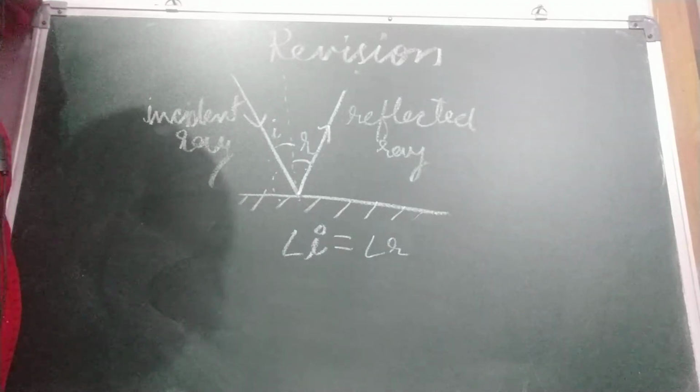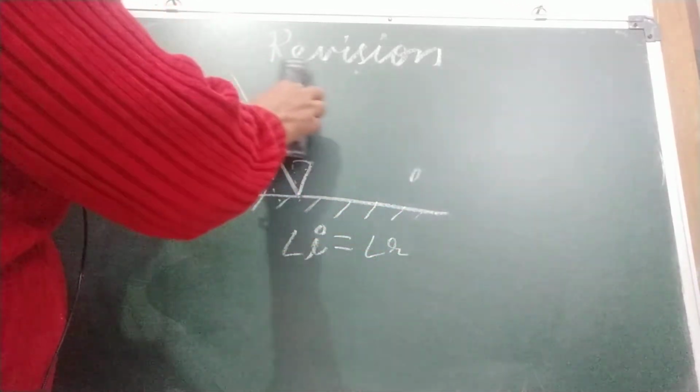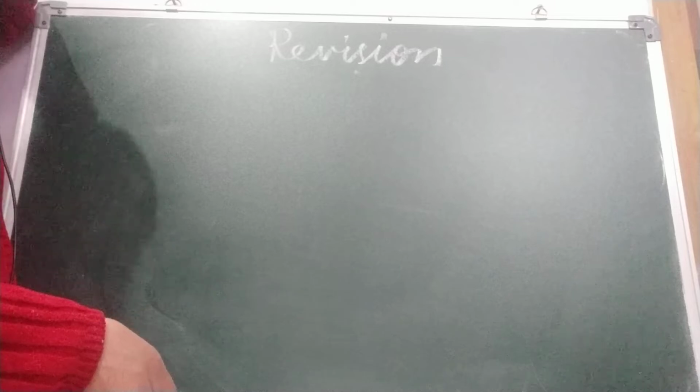Okay. Now we are coming to real images and virtual images. The images which we get on a screen, the images which form on a screen are called real images. Like you see your face in the mirror. This image you cannot get on a screen. So this is what a virtual image.